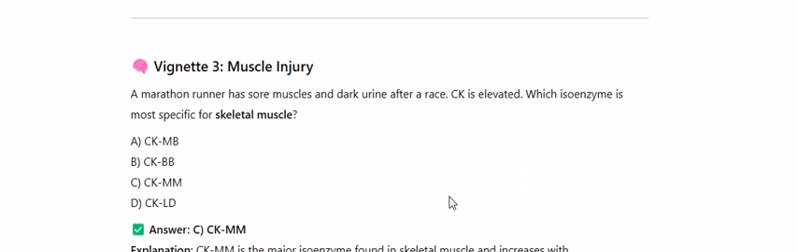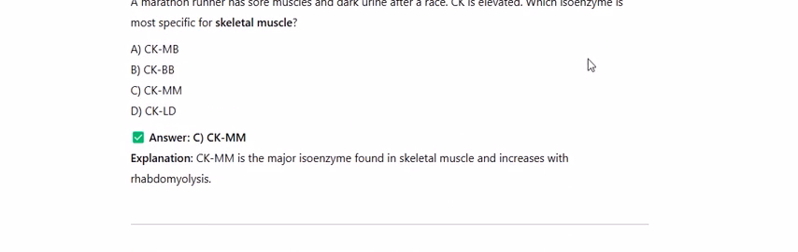Vignette 3: Muscle injury. A marathon runner has sore muscles and dark urine after a race. CK is elevated. Which isoenzyme is most specific for skeletal muscle? A. CK-MB, B. CK-BB, C. CK-MM, D. LDH. Explanation: CK-MM is the major isoenzyme found in skeletal muscle and increases with rhabdomyolysis.